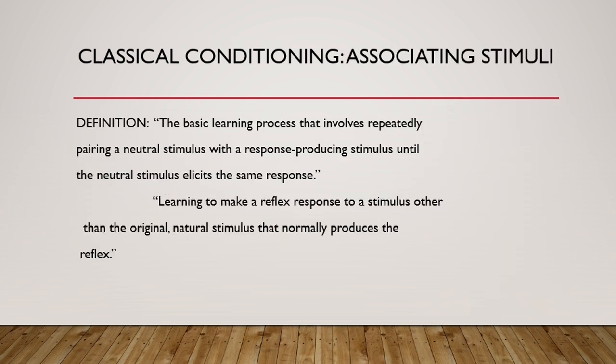Classical conditioning, associating stimuli. Definition includes: the basic learning process that involves repeatedly pairing a neutral stimulus with a response-producing stimulus until the neutral stimulus elicits the same response. Another definition includes: learning to make a reflex response to a stimulus other than the original natural stimulus that normally produces the reflex.